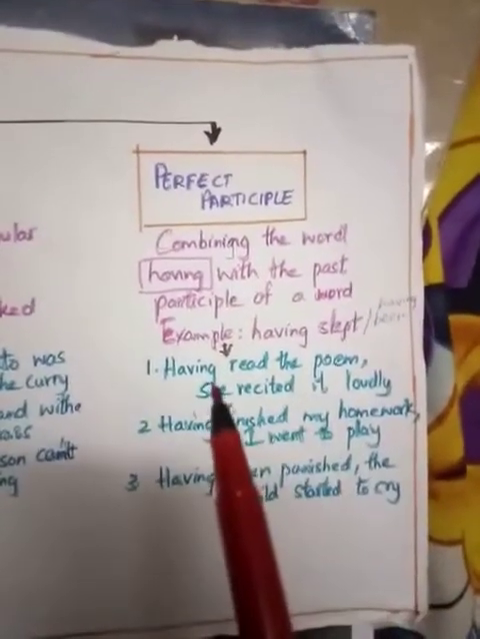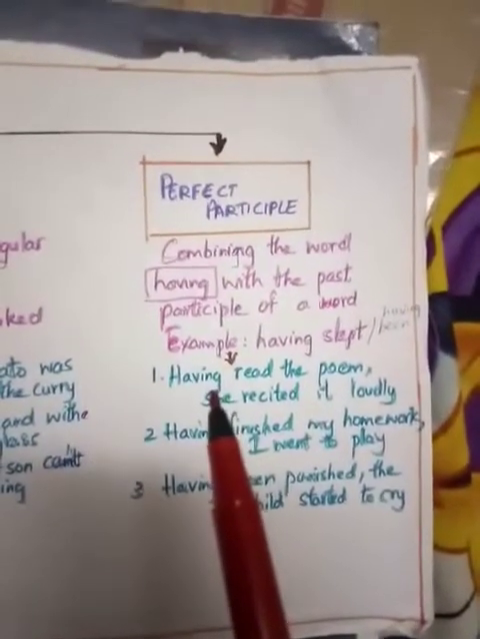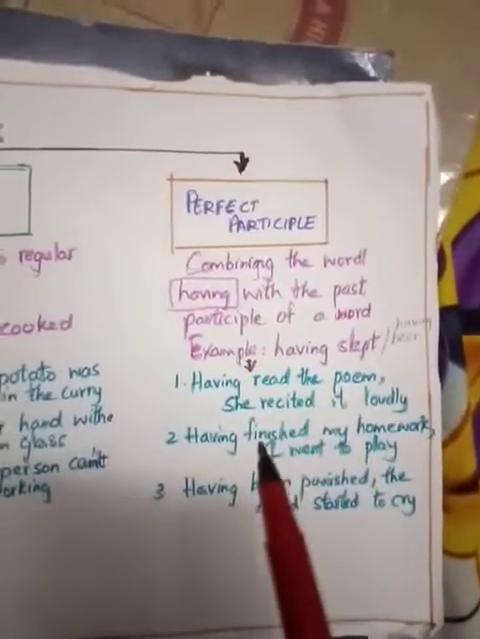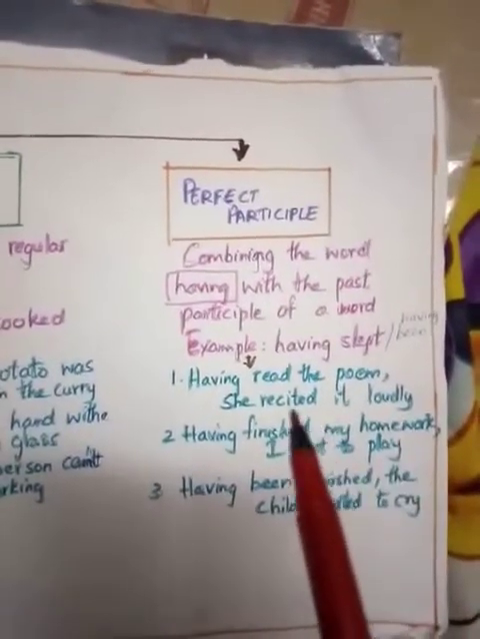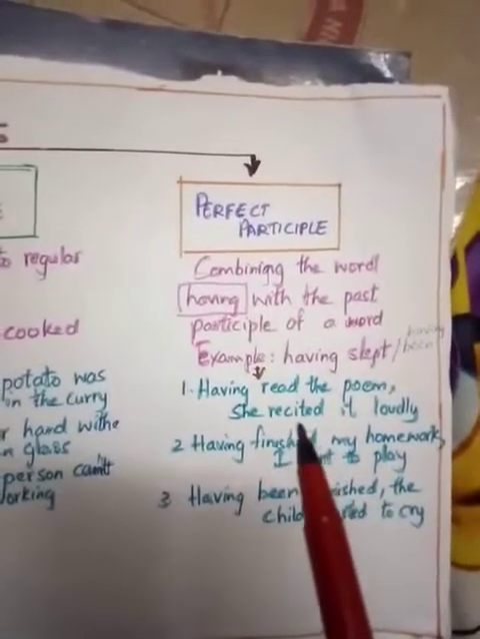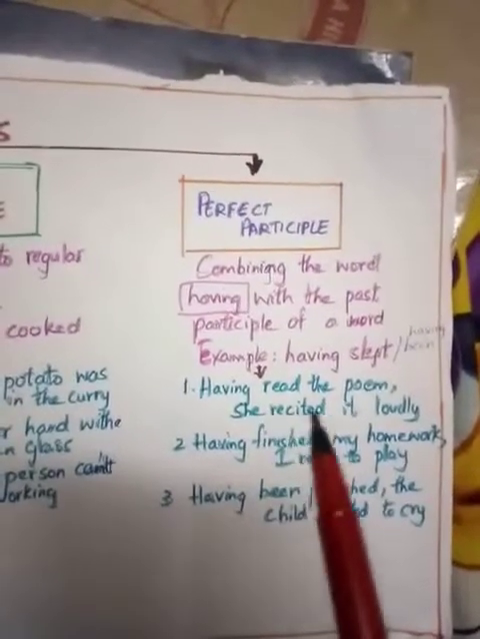So here also it is not the main verb, but it is acting as an adjective. Having read the poem, she recited it loudly. And here went is the actual verb, the main verb. Having read is a perfect participle.